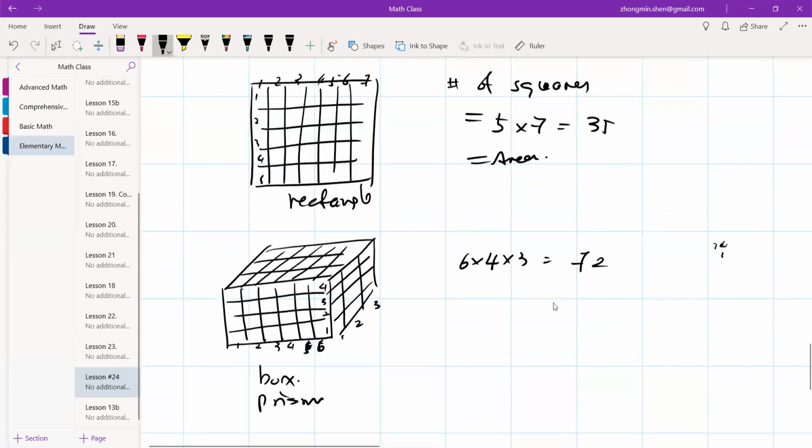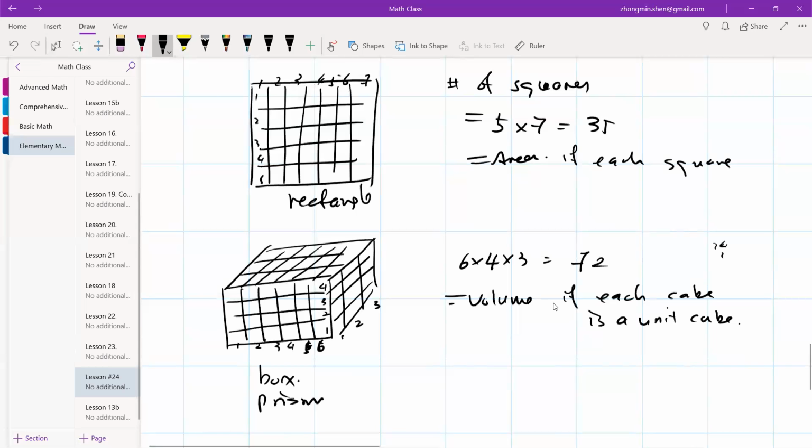This is also called the volume. If each cube is a unit cube, it is going to be called the volume of this prism. And above, if each square is a unit square, a unit square means it's 1 by 1, right? And a cube is 1 by 1 by 1.